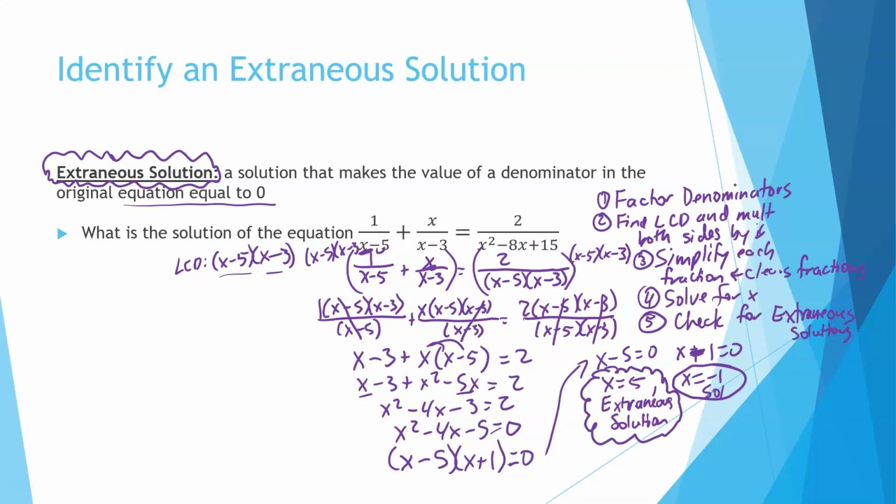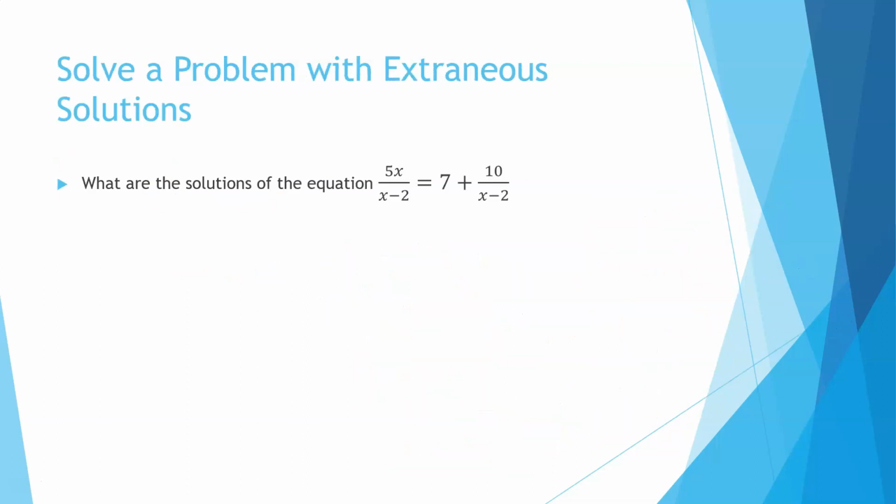So the way this will work on Pearson is it'll give you an option in multiple choice of a real solution and an extraneous solution. So you'll want to make sure you pick that one, and then you'd put the negative 1 in the box that says the solution and the 5 in the box where it says extraneous solution. Okay. All right, let's try another one.